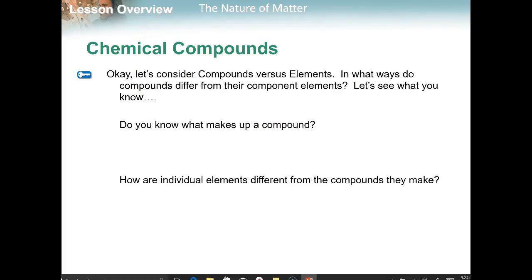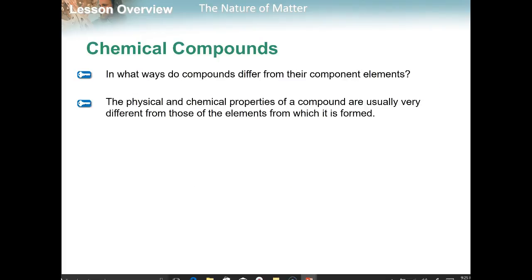Okay, looking at our time, we're 10 minutes in. The next section of 2.1 talks about chemical compounds. So our key concept here is going to be what's the difference between compounds versus elements, and in what ways do compounds differ from their component elements. We'll look at what makes up a compound, and we'll look at how individual elements differ from the compounds that they make.